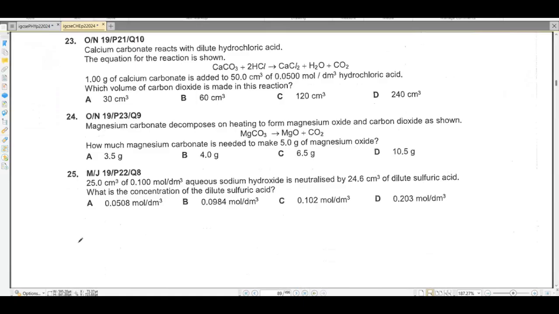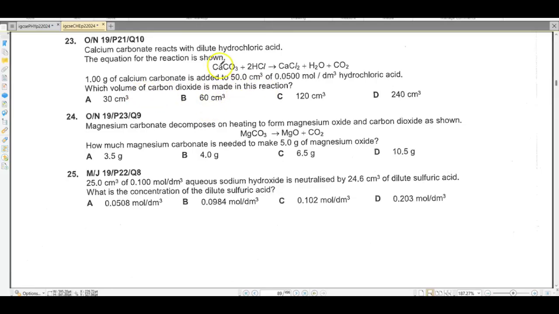Question number 23. Calcium carbonate reacts with dilute hydrochloric acid. The equation for the reaction is shown. 1 gram of calcium carbonate is added to 50 centimeter cubes of 0.0500 mole per decimeter cube of hydrochloric acid. Which volume of carbon dioxide is made in this reaction?